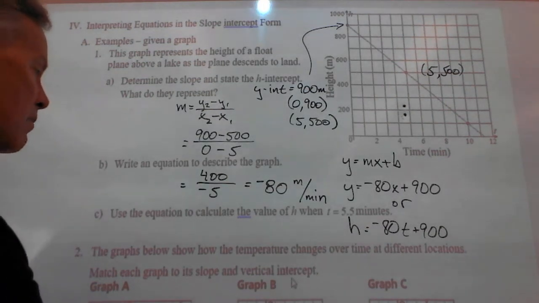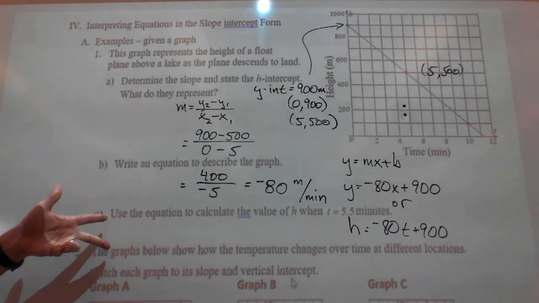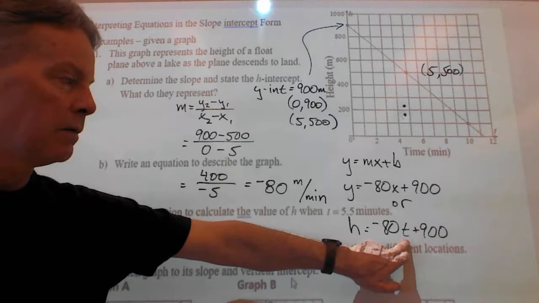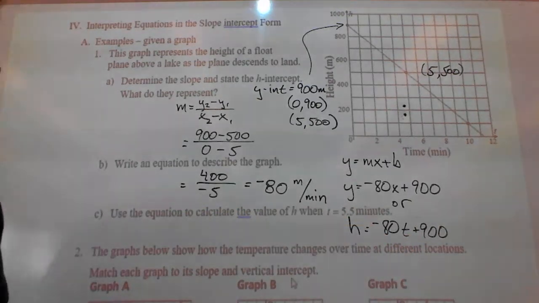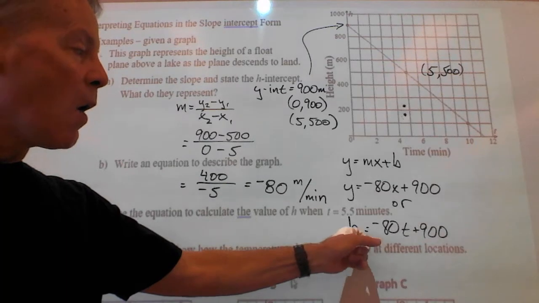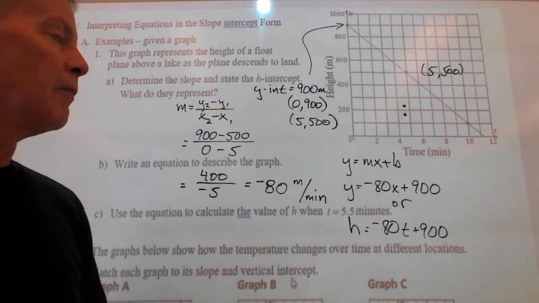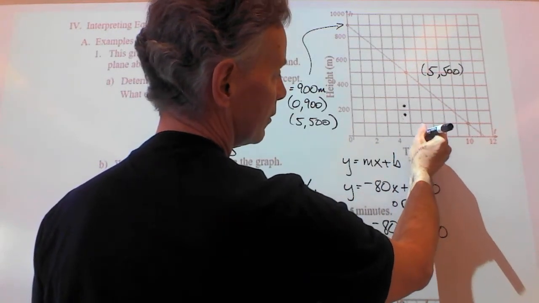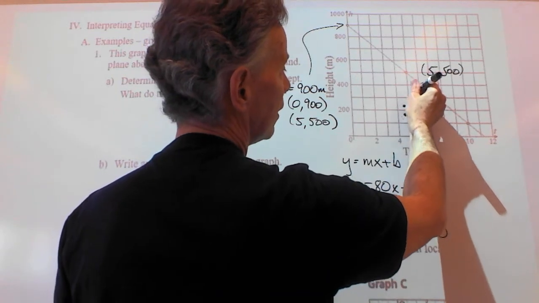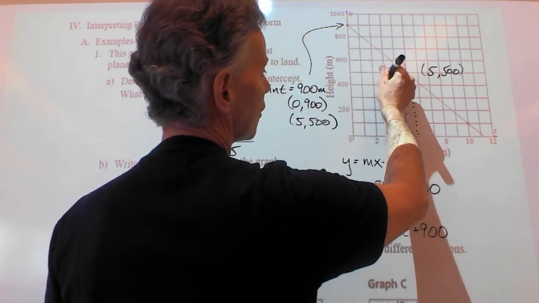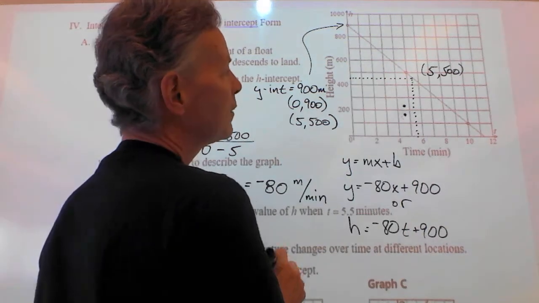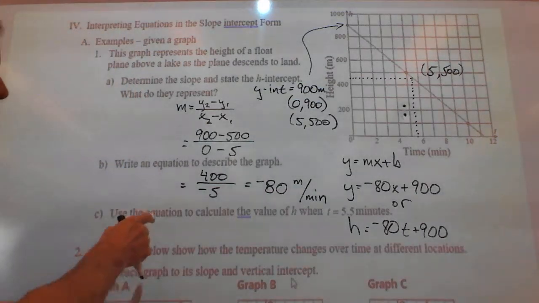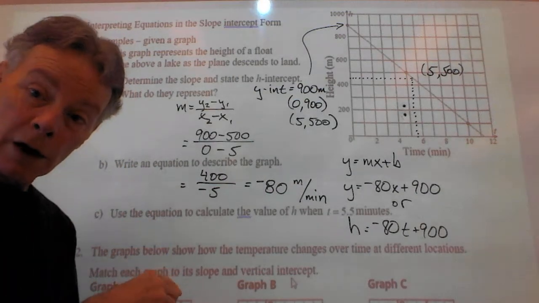We got some space. Use the equation to calculate the value of h, so there's h, when t, there's t, is 5.5 minutes. So what they're saying is, how high are we at 5.5 minutes? Well, you can interpolate and get an idea. There's 5.5 minutes. If you go up to the line and then across, it's probably going to end up being around 450. But they've asked us to use the equation, so we've got to do it.